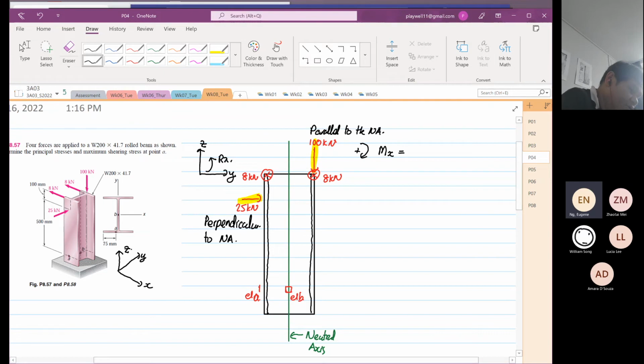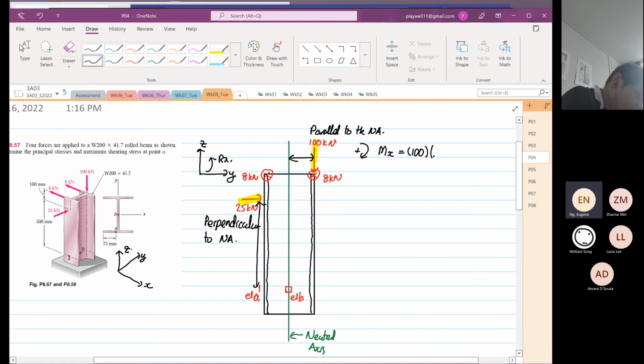So what is the direction to use? Not what is the direction, we know the direction. What is the value to use? So you need to know what this distance is. If it's parallel to the neutral axis, that's the distance. And for the 25 kilonewton, this is the distance that you're going to take. So let's focus on the 100. The 100 is going to induce a clockwise moment.